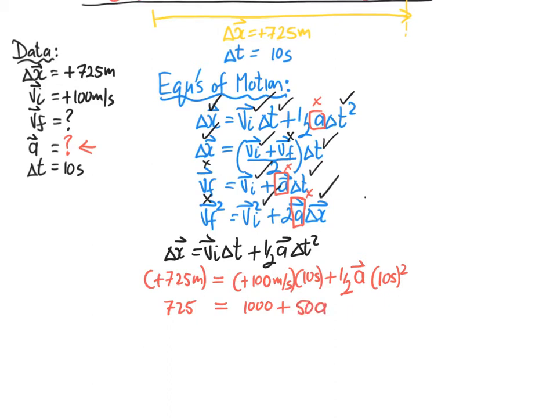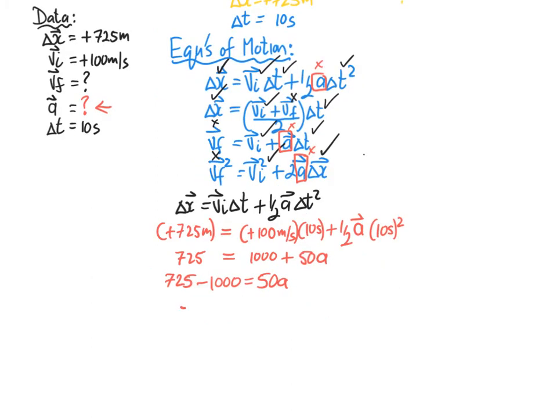And I'm now going to leave the arrow out. It may sound as if I'm being inconsistent, but it can be quite tedious to keep the arrow, as long as you ensure for the time being that you put the arrow in the original equation, just so that you are sensitive to the fact that the sign, positive or negative, is really important for that particular quantity. So taking the 1000 across, we now have that 725 minus 1000 equals 50a.